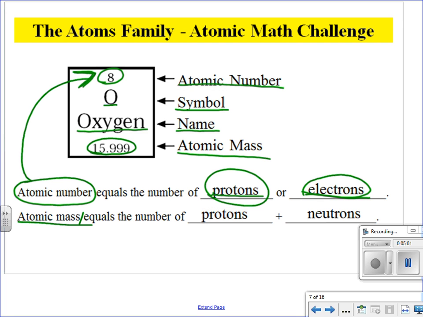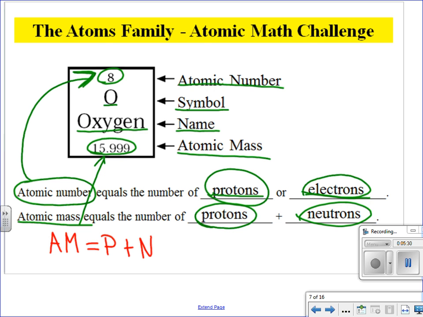The atomic mass, which is this bottom number, tells me the number of protons plus the number of neutrons. So in order to get this atomic mass number, it's like a math problem. So it's atomic mass, which I'm going to abbreviate as AM, equals protons plus neutrons. That is a math formula. We talked about a math formula is like a recipe. It helps us figure out exactly what we need to make up a certain amount.